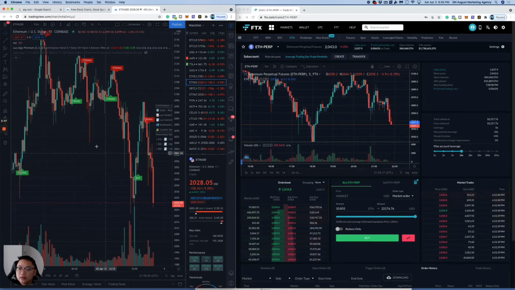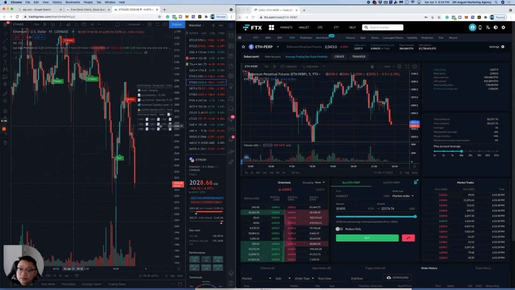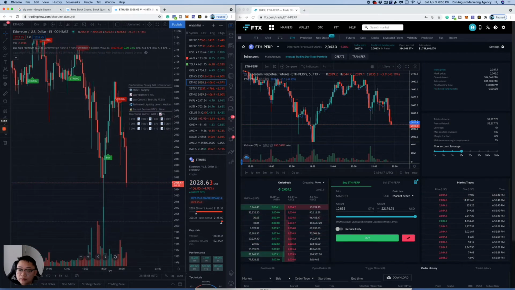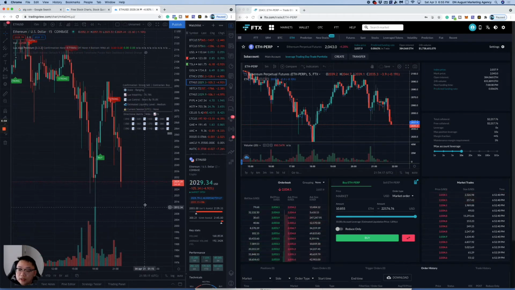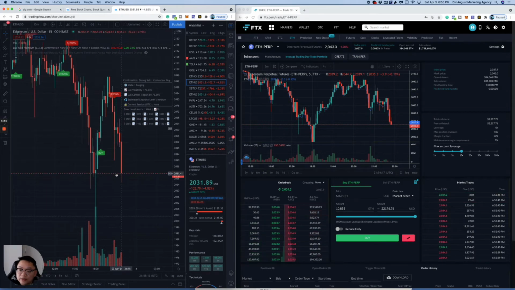Still going strong. Oh, we're bearish, guys. We are a little bearish. Still pretty much hitting that line, though. Line of resistance.